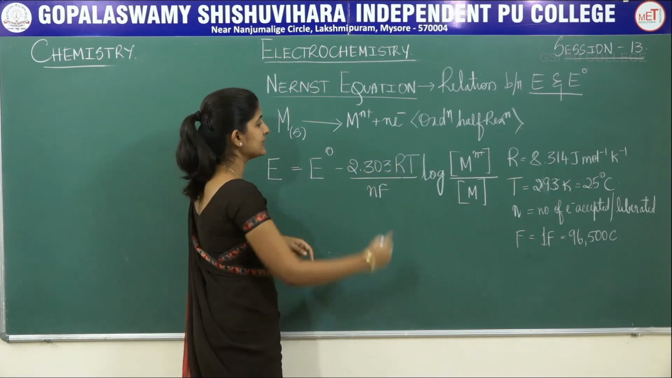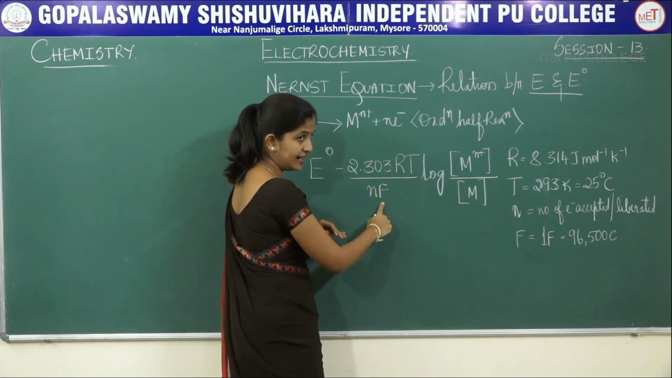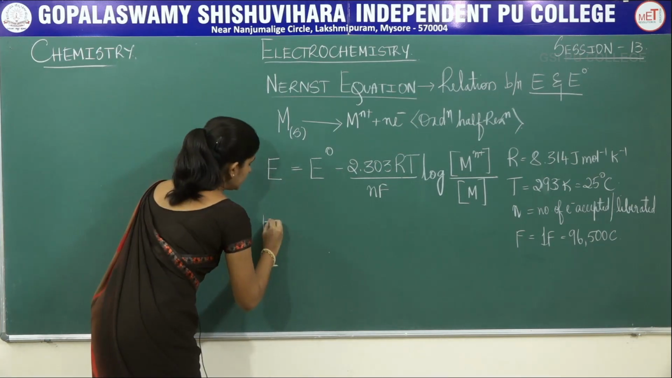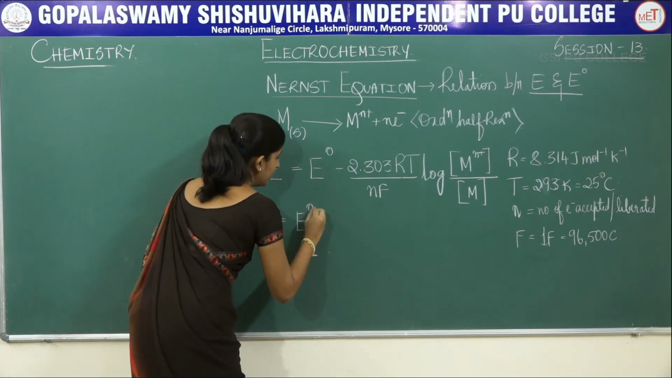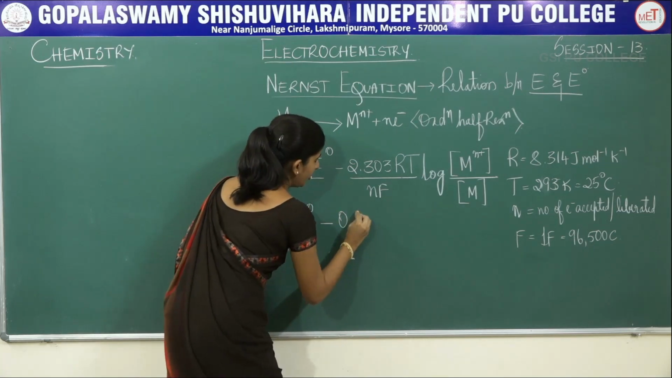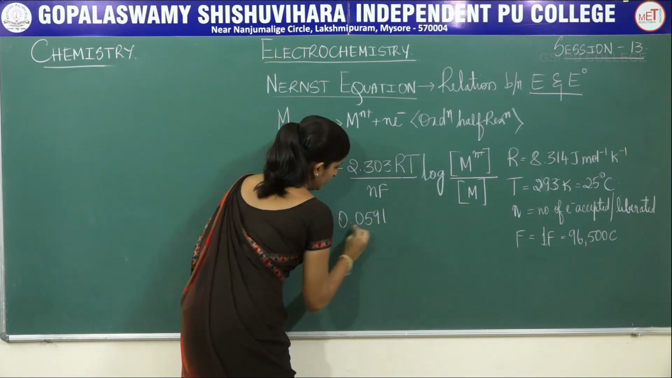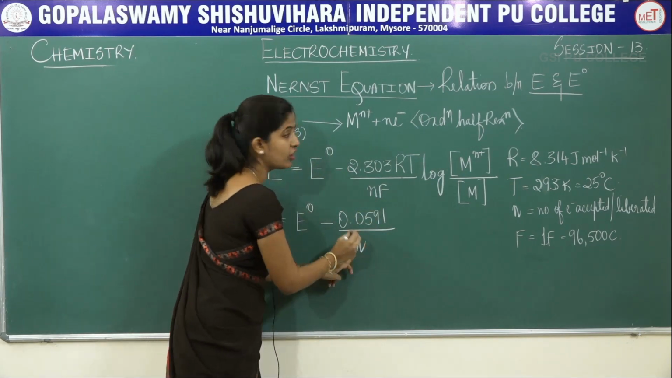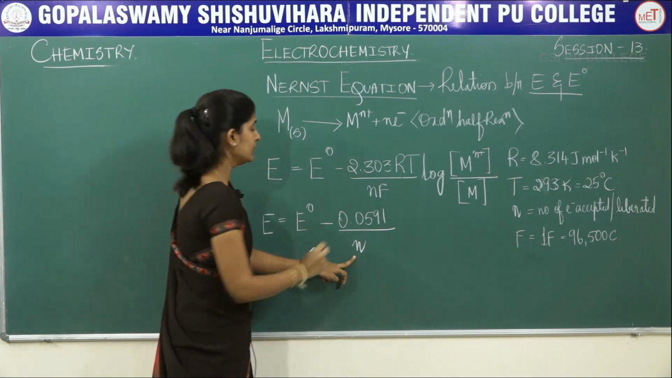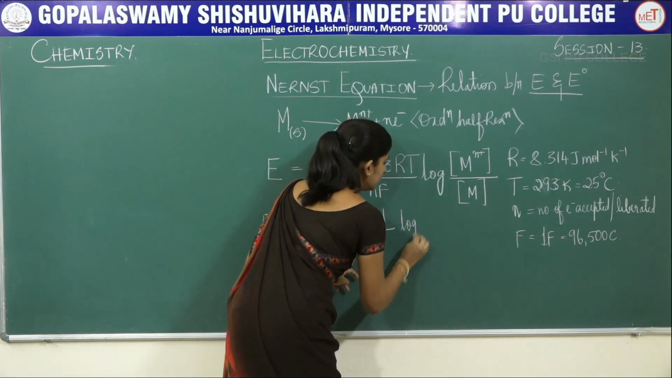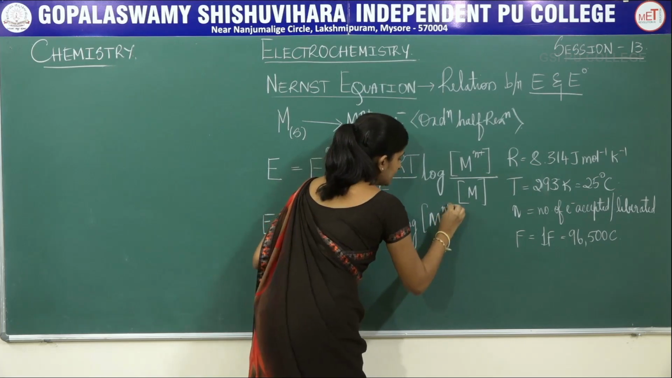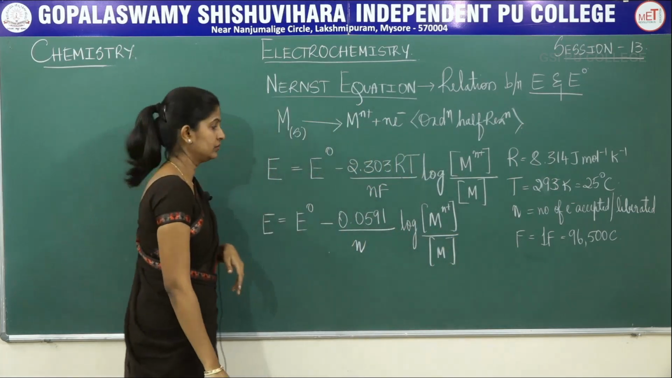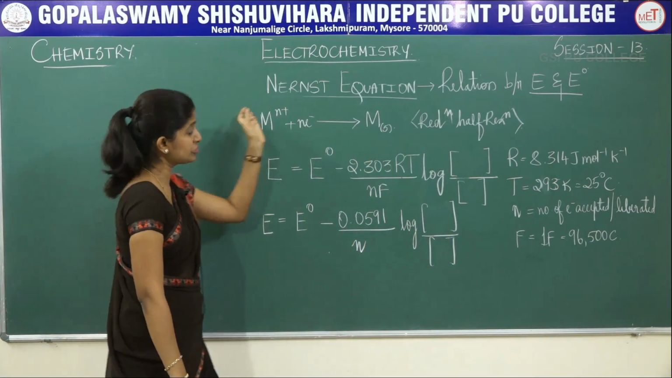If I replace these R, T values as well as Faraday's value in this equation, the equation would be modified into E is equal to E naught minus 0.0591 divided by n. n depends upon each cell. As a result, you cannot have a constant on this. n depends on each cell. So n log of product Mn+ divided by M. That's your reactant.